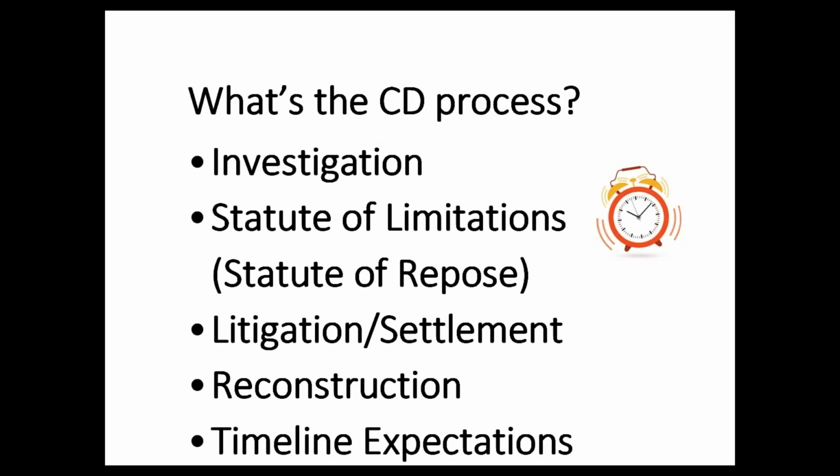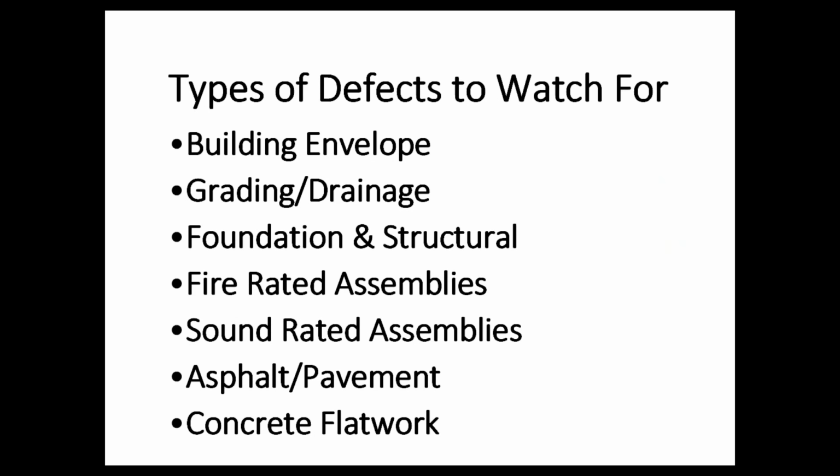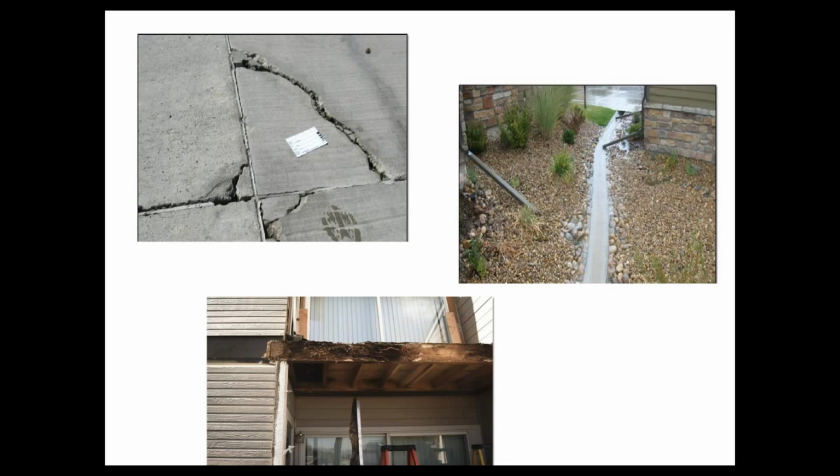In terms of the types of defects to watch for, we've given you a laundry list there of the things that we most typically see in these cases. Building envelope is really the skin of the building. The other ones are pretty self-explanatory. And then the next slide, there are just a few representative photos of some of those conditions. Photographs are very heavily used in these cases to show the judge or the jury or the arbitrator really what's going on, and most importantly, the damage that's occurring throughout the community.